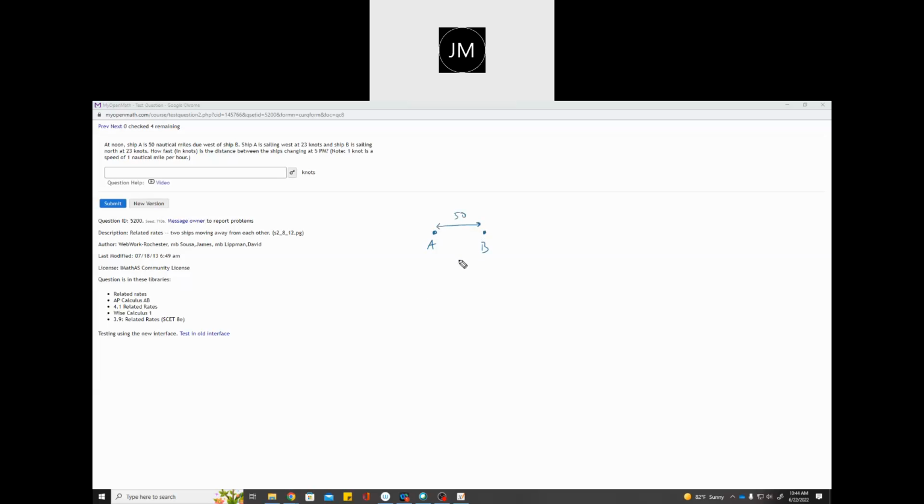Okay, Ship A is sailing west, so Ship A is moving this way. At 5 p.m., it's going to be somewhere further over here. All right, Ship B is sailing north. So at 5 p.m., Ship B is going to be somewhere up here.